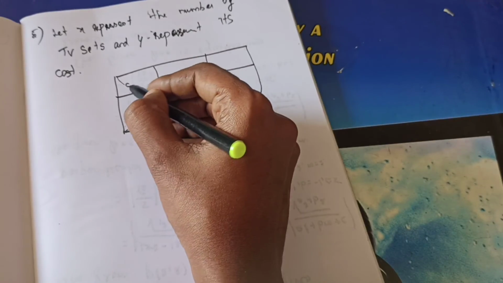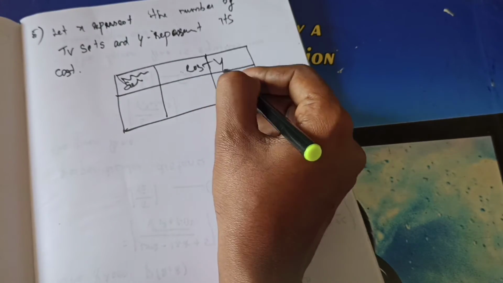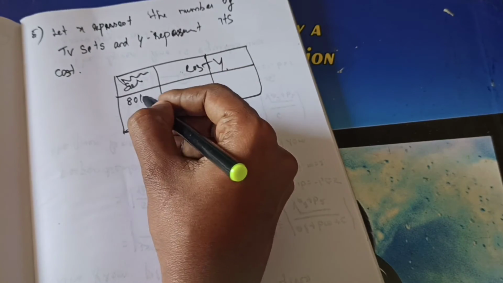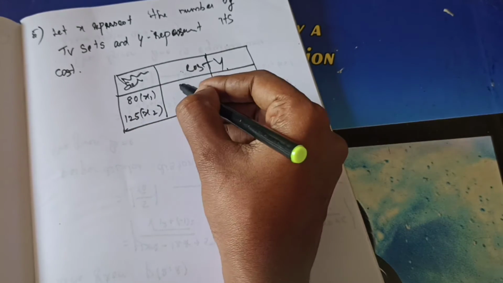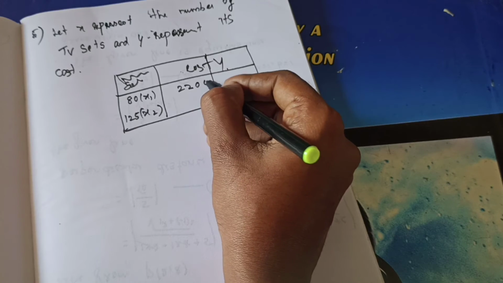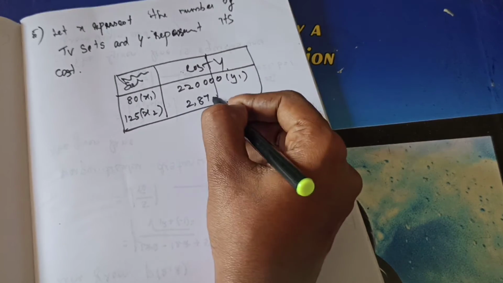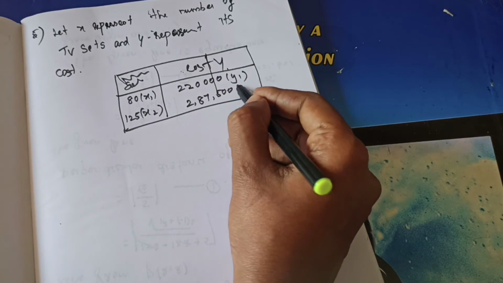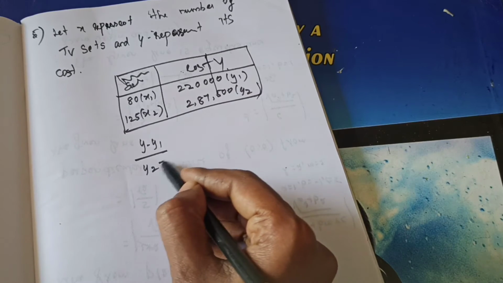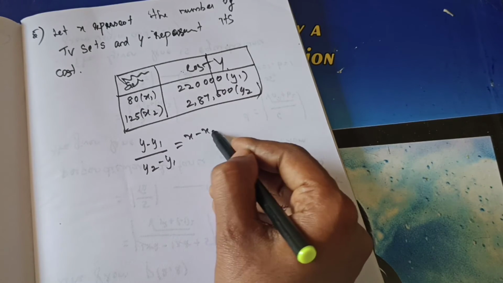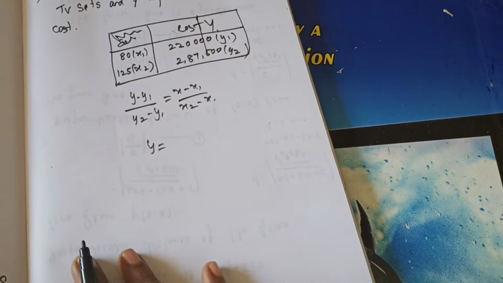Here you can write the number of TV sets, and here the cost. So you take 80 as x1, then 125 as x2. Then this cost is y1, and this cost, 2,87,500, is y2. What did you do? You use the formula (y minus y1) divided by (y2 minus y1) is equal to (x minus x1) divided by (x2 minus x1). From that you will get the linear equation.